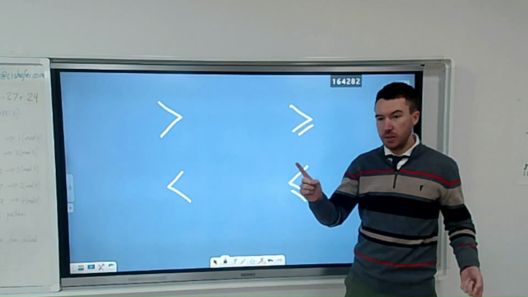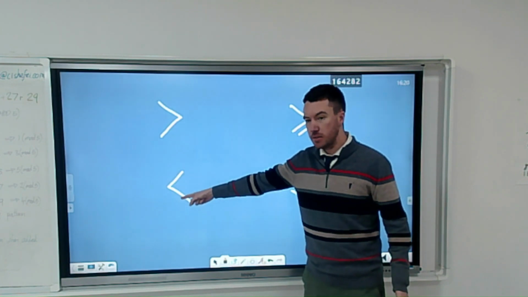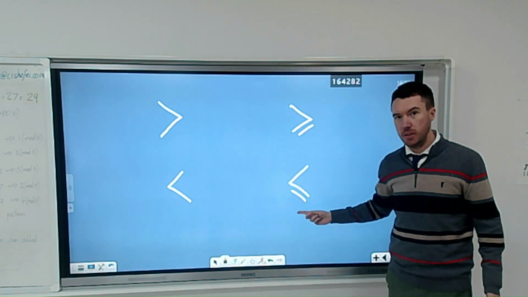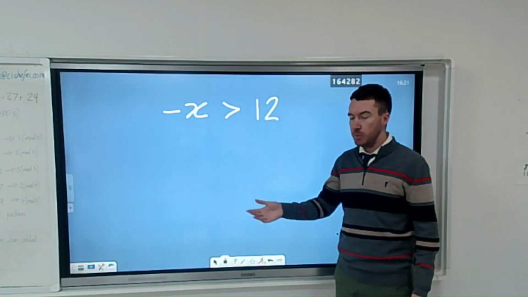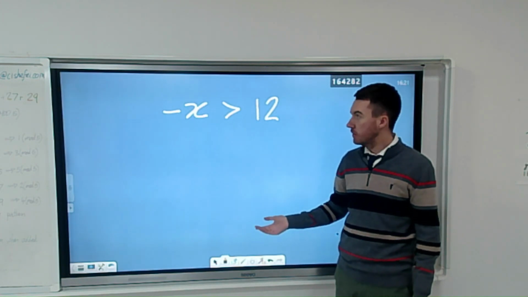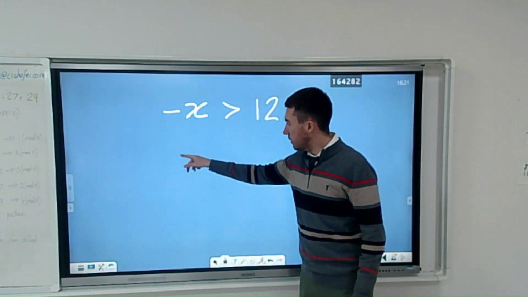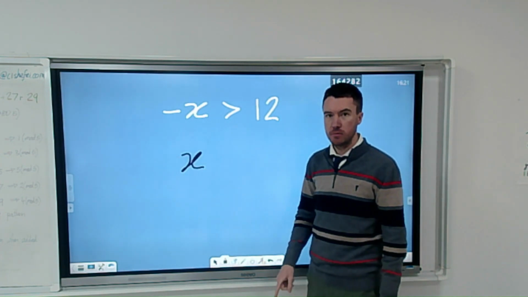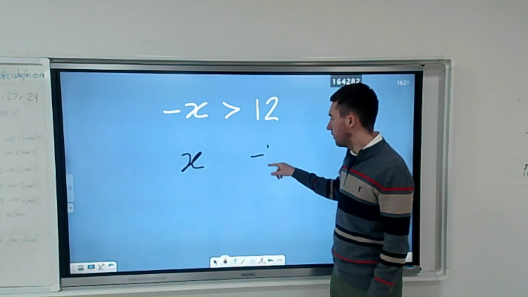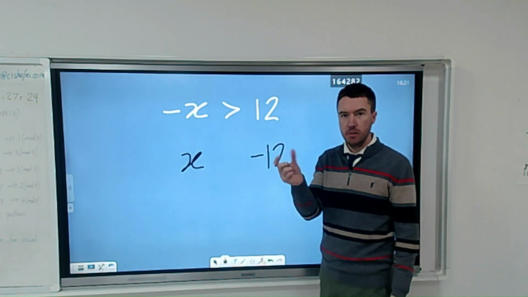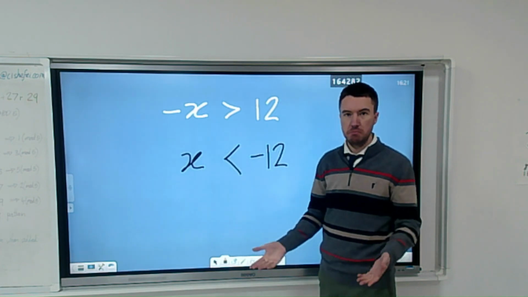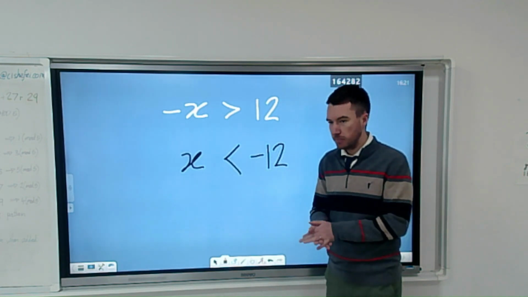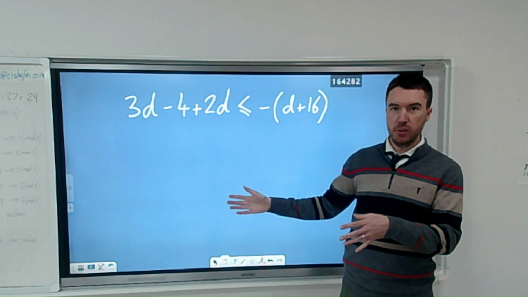At this point, it's worth noting that this is the opposite of this, and this is the opposite of this. So now I think we're ready to solve this. We just times by minus 1. Times by minus 1 gives x. Times by minus 1 gives minus 12. And I flip the sign to its opposite. Done.